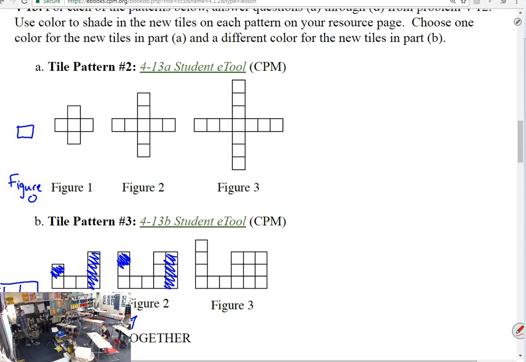So figure 4, I'm just going to draw figure 4 right over here, would add 3 on here, and would add 1 on up here, right? And that would be figure 4.